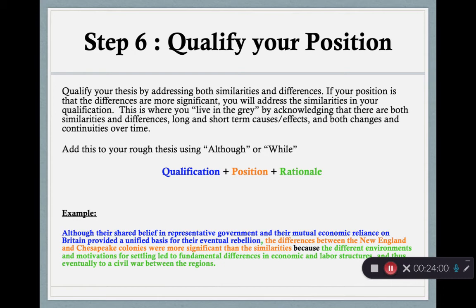So again, if you go back to my Cherokee example, you can acknowledge, although it was legally wrong to take the land from them, it was better they were removed because of A, B, and C.